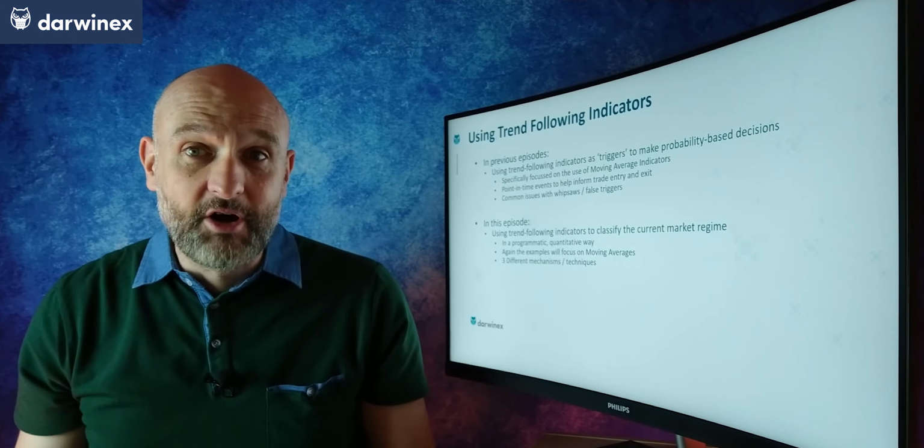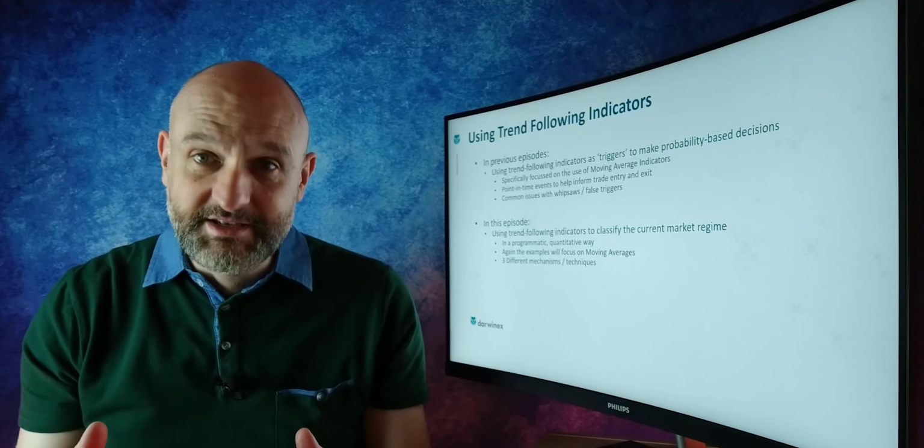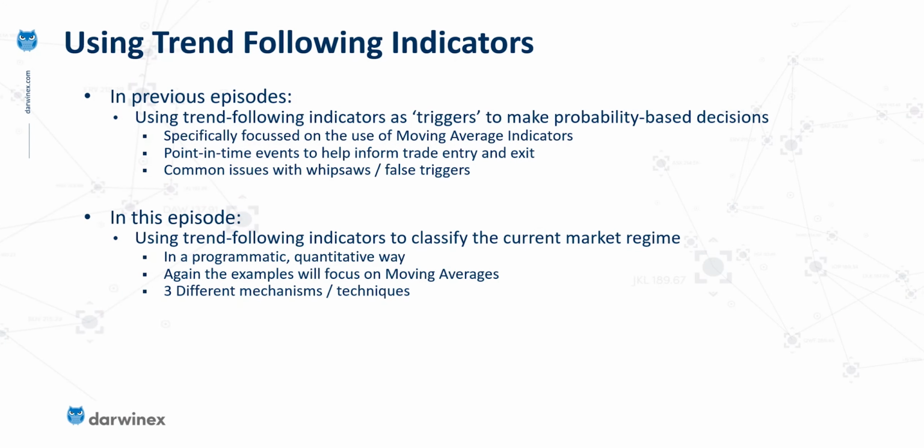Now, these issues are something we're going to start addressing by looking at the market regime. And as I said before, especially if you're an algo trader, you need a way of doing this in a programmatic way, to quantifiably process price data in order to come up with that classification. In the examples I'm going to use, I'm going to continue using the moving average. Over the next 3 episodes, I'm going to look at 3 different ways of doing that, all using the moving average indicator.